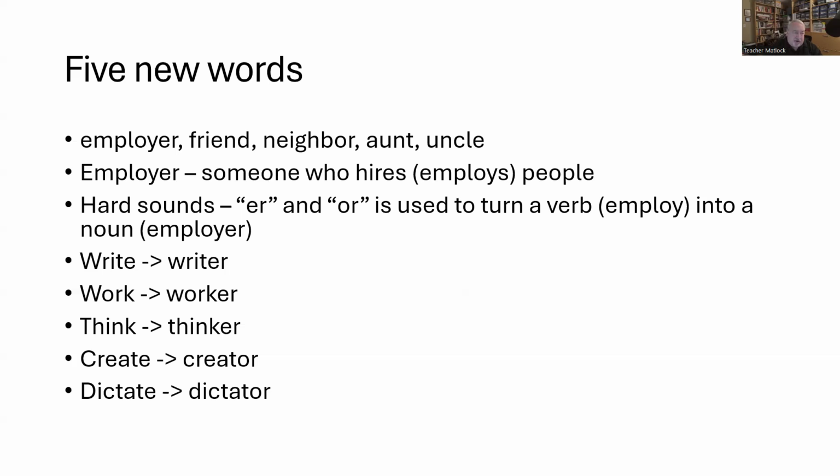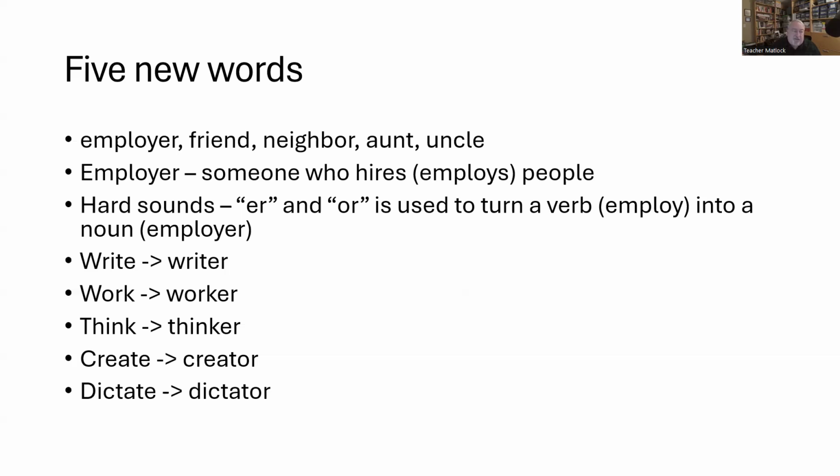So, for example, write becomes writer. Work becomes worker. Think becomes thinker. Create becomes creator. Dictate becomes dictator. Now notice something about those last two words, creator and dictator. The OR and the ER sounds are pronounced the same.